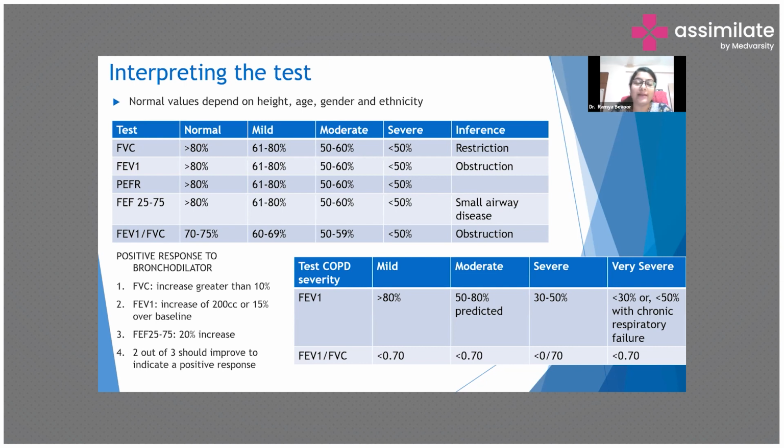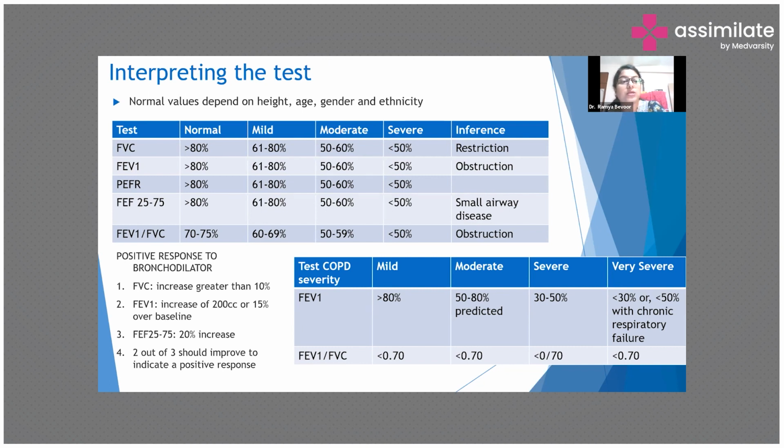Normally any reading above 80% is normal, and a mild decrease is when the values are around 60 to 80%. Moderate is when it is between 50 to 60%, and severe when it is less than 50%. So basically, we concentrate on FVC to look at restriction and FEV1 to look at obstruction. I will tell you why it is like that as well.